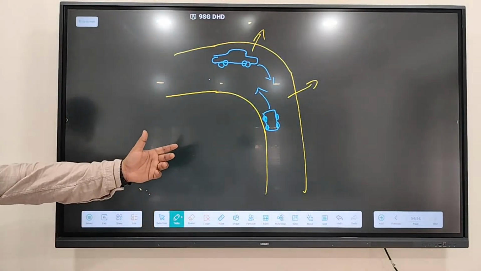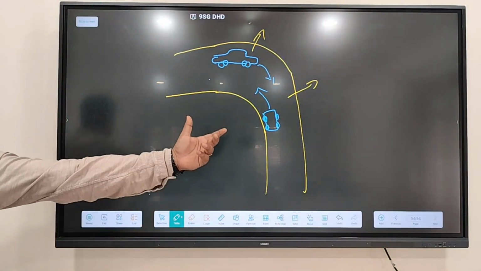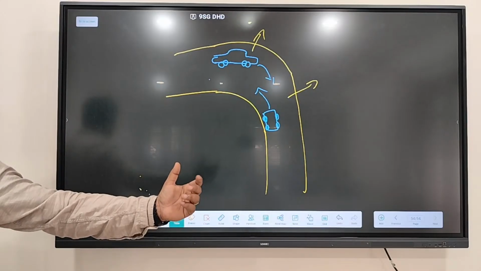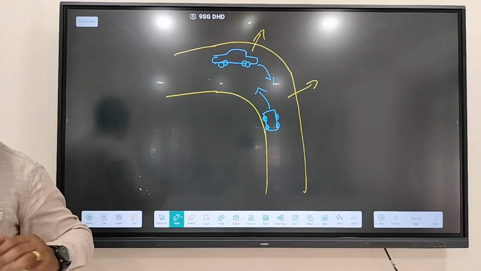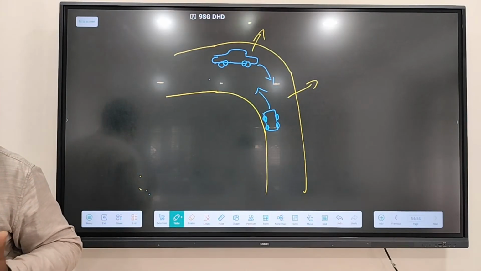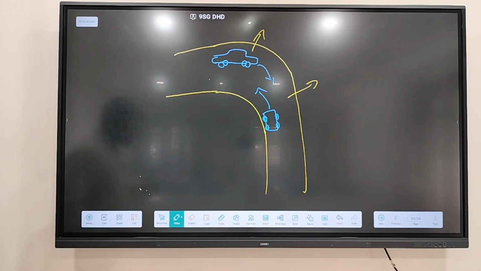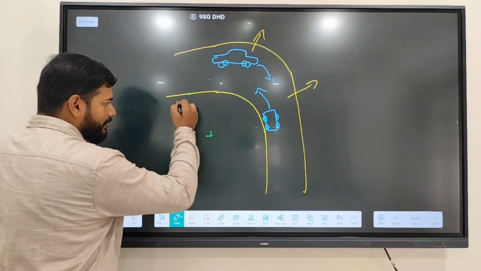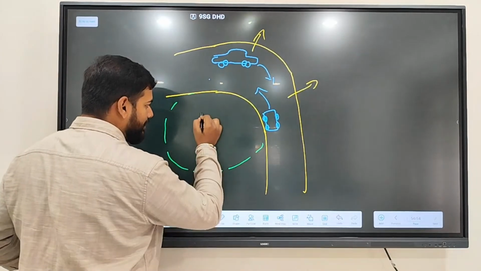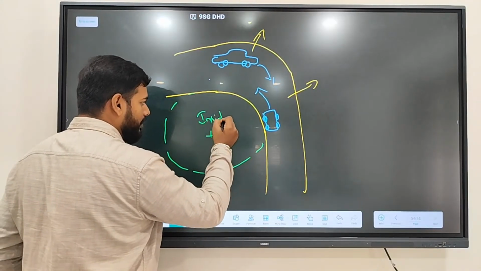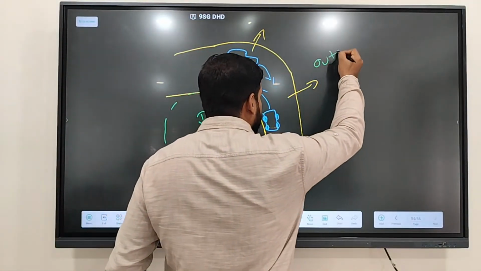Sir, in a car we have four wheels, two front wheels, two back wheels. But here they have given options like inner wheels, outer wheels, all the four wheels. Like this, they have given the option. Inner wheel means this is the imaginary circle, right? This is inside the circle. This is outside the circle.